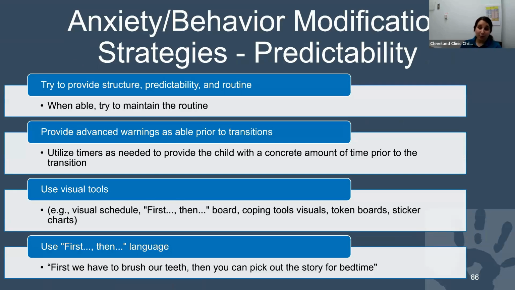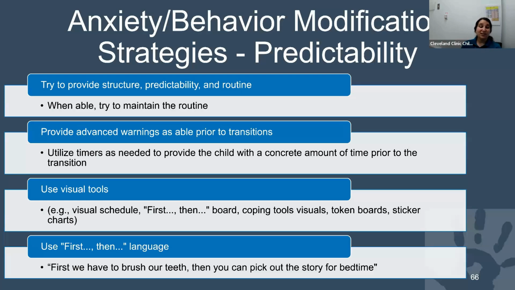Other things that can be very helpful to alleviate some anxiety and help modify behaviors would be predictability. So trying to have a fairly standard routine or structure for the kiddo, trying to maintain that when you're able. Trying to provide warnings prior to transitioning. So letting a kiddo know, hey, we have 5 minutes until it's going to be time to go. That way, when it gets to be time to go, they're not just like, wait, what? I didn't know. I thought I could just keep playing forever.